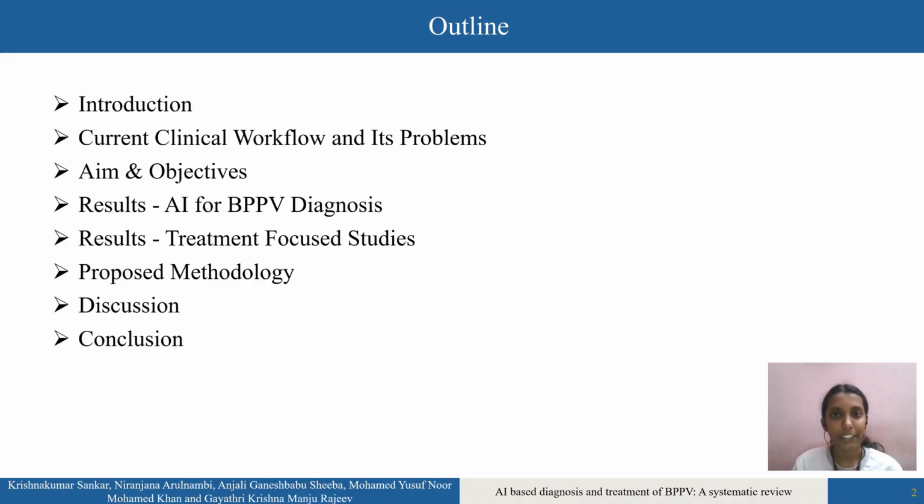The outline includes introduction, current clinical workflow and its problems, aim and objectives, result section for AI for BPPV diagnosis and treatment focused studies, proposed methodology, discussion and conclusion.